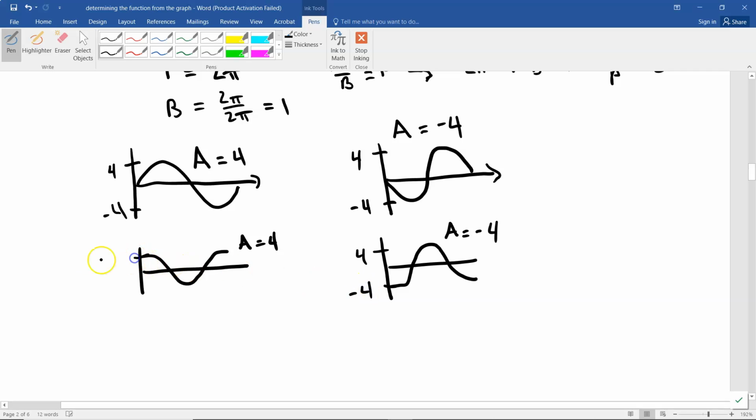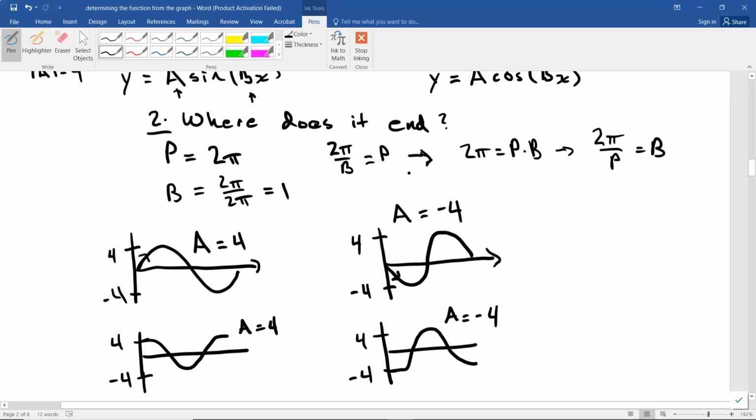So you really want to look for cosine where it starts. If it starts on the positive side of your y-axis, then it's a positive a. If it starts on the negative side of your y-axis, then it's a negative number. For sine, you look at where it heads. If it heads in the upwards direction, your a is positive. If it heads downward, then it's negative.